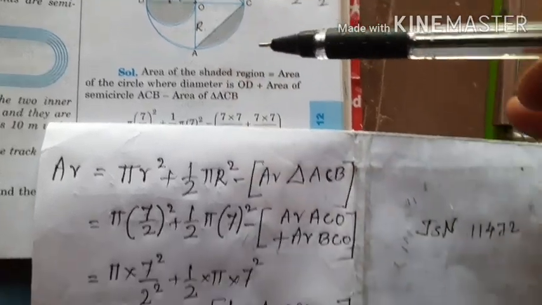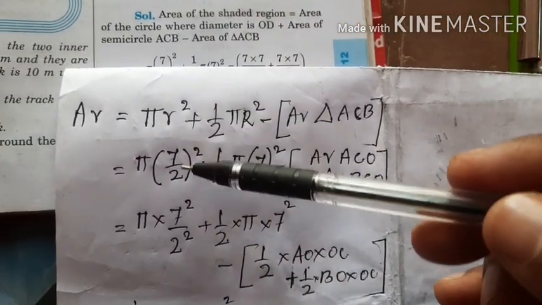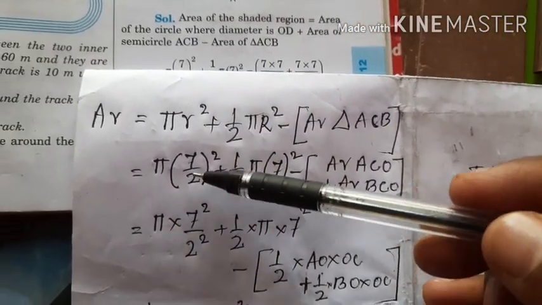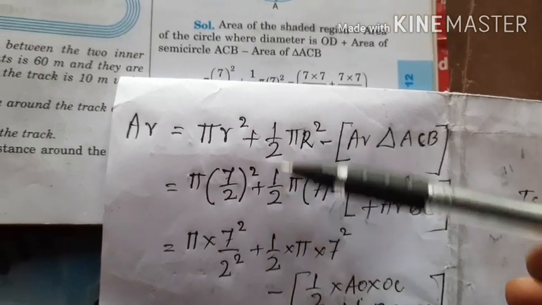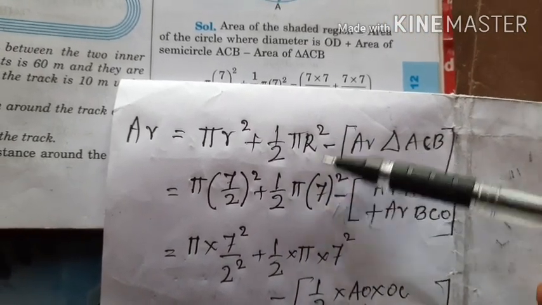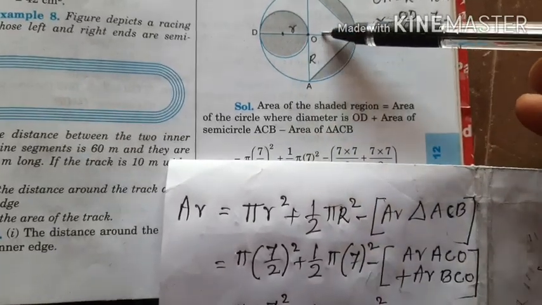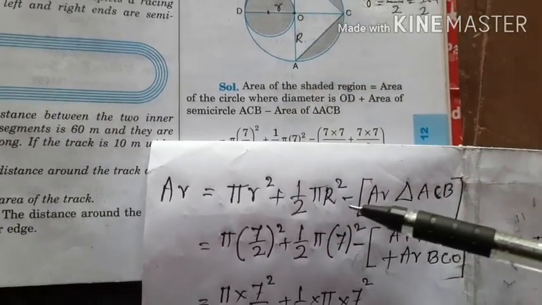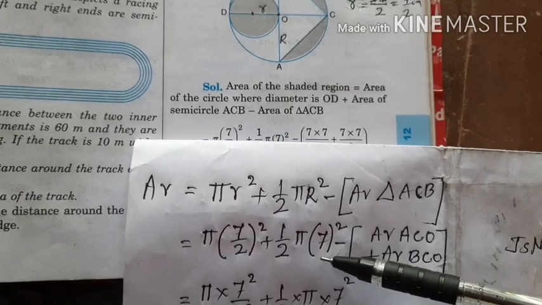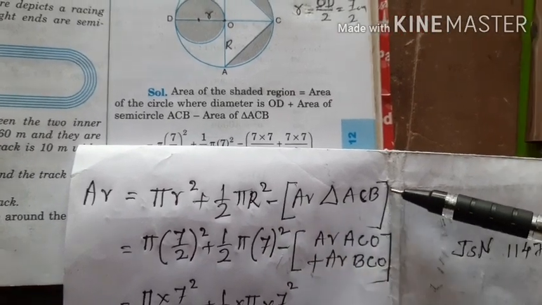Right, now we see here children, r is 7 by 2, that is why it is pi into 7 by 2 the whole square, plus half into pi, and this capital R means it is OA, R square, it is 7 square, minus the area of triangle ACB.